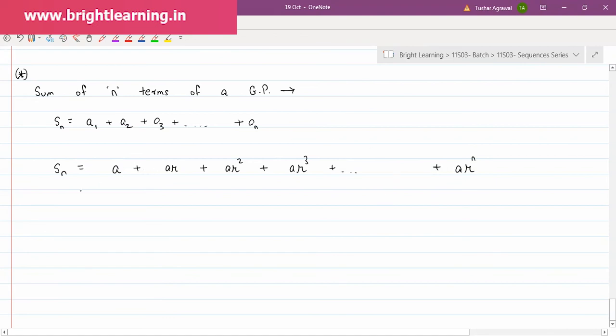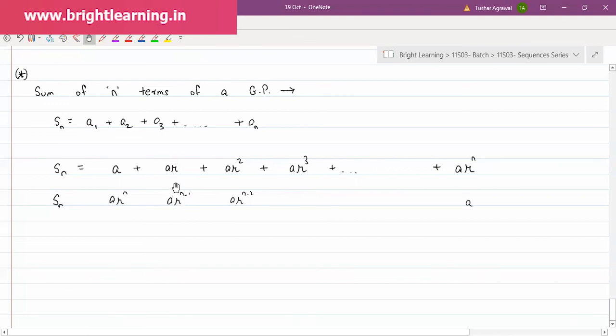Now, if you are thinking that I will write this in the reverse order, like we did in arithmetic progression, that will not be of any help to us in geometric progression. So let's write Sn in the reverse order: ar to the power n, ar to the power n minus 1, ar to the power n minus 2, and here it will be a. If you add these two, you get ar as common, ar plus ar to the power n minus 1.